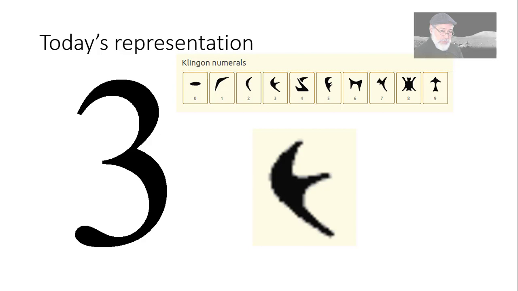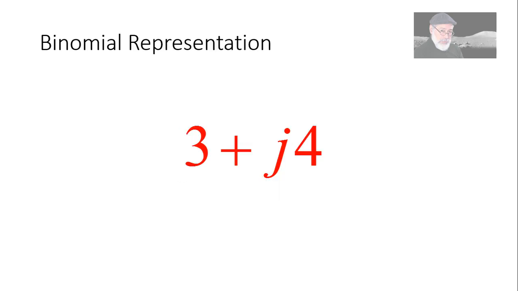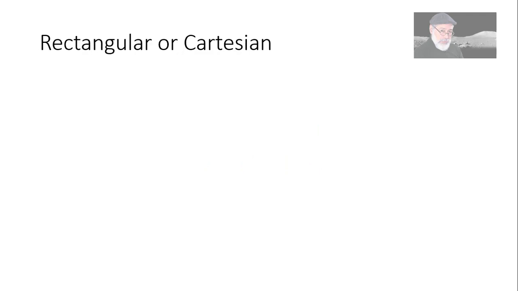Real numbers are pretty straightforward and simple, but complex numbers have more than one representation that we use at the same time. How? Well, this is one way of representing a complex number, the binomial representation, where we see the real part and the imaginary part. 3 plus j of 4.